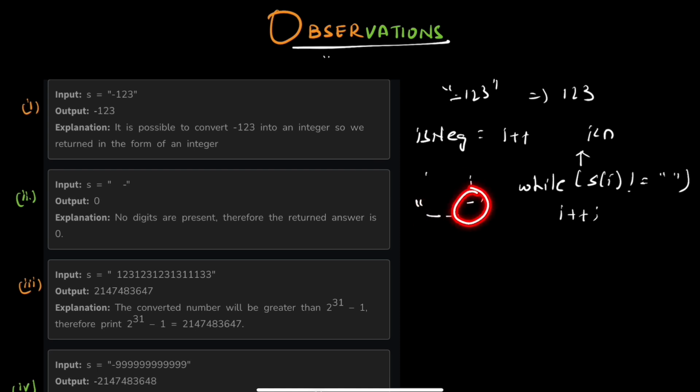And now when I is here and we have a minus symbol, we'll jump back to step number 1. That will check whether it is negative. If yes, we'll mark this variable as true. And after marking this variable, we'll increment our I pointer, right? So now I will be going here. But if you observe, I is now out of bounds. So even though it is negative, does it contribute anything? No, because after the negative sign, we don't have any number. So simply here we'll be returning 0. Okay. That's what the explanation says: no digits are present, therefore the returned answer is 0.